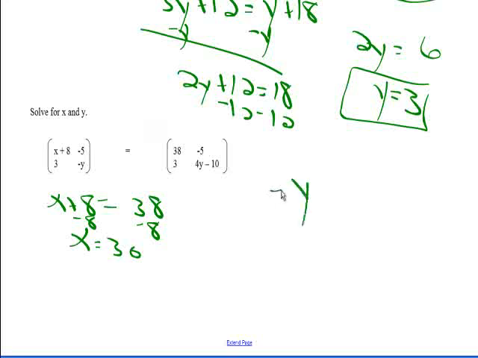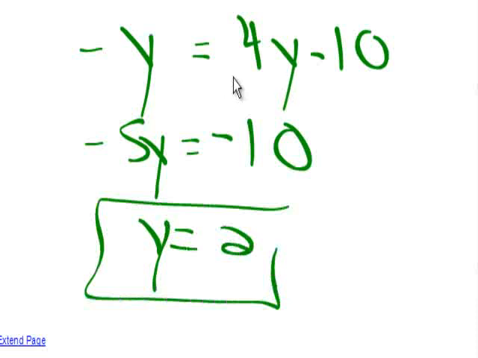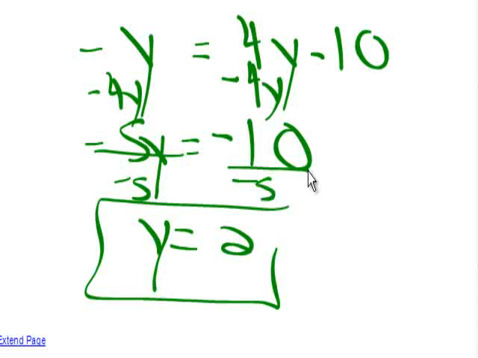So the big idea is just to set those equal to each other. And I can use negative y equals 4y minus 10. So if I subtract, I'm going to have negative 5y equals negative 10, and y equals 2. Okay, subtract 4y if you need to see that, and divide by negative 5. So we should get positive 2 there. Very good.